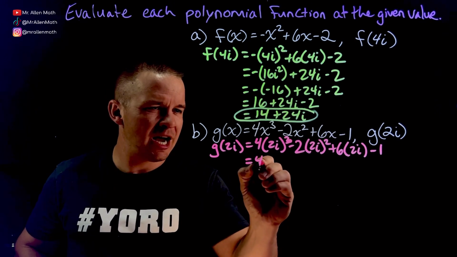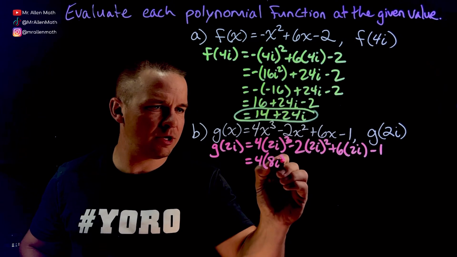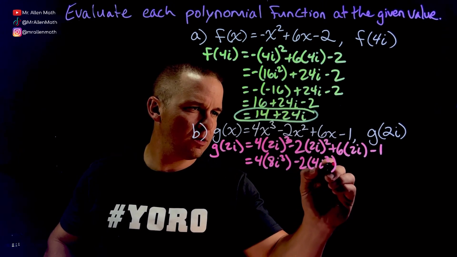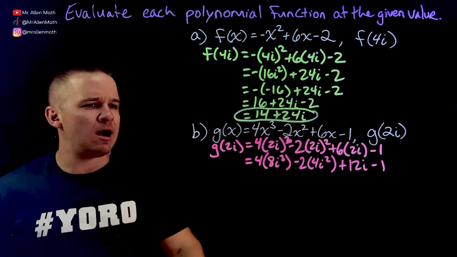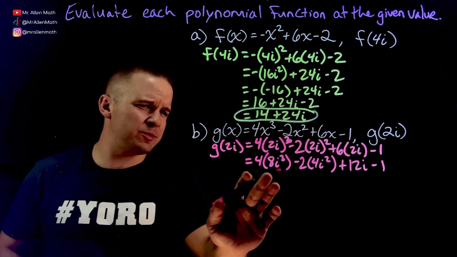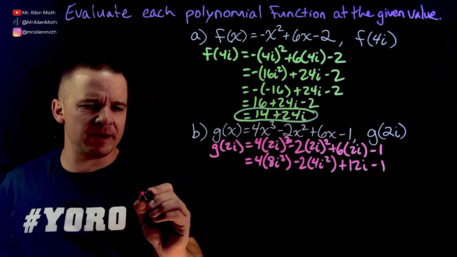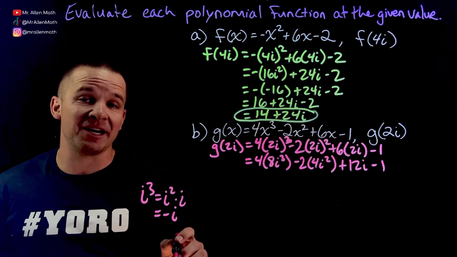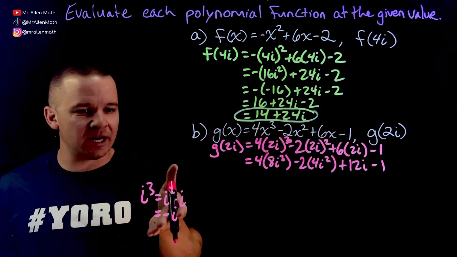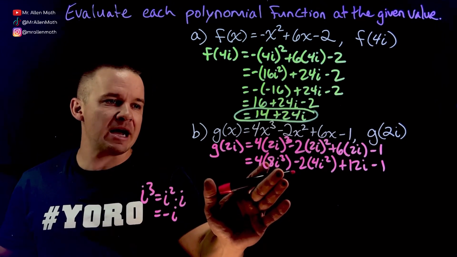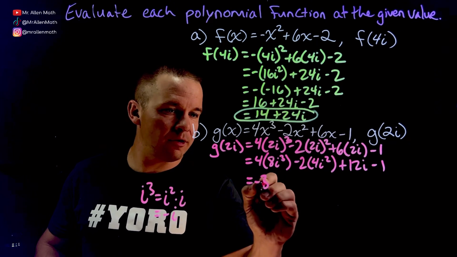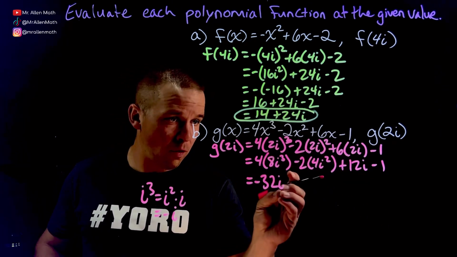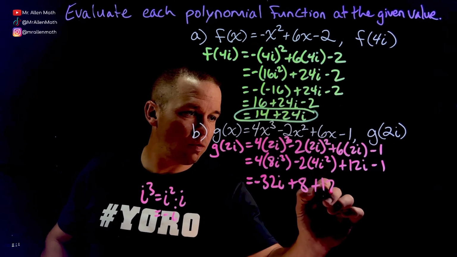So we got 4 still. And then 2 cubed is 8i cubed, minus 2 times, let's see, 2 squared is 4i squared, plus 12i minus 1. Now this one's the trickiest part. Think of i cubed as i squared times i. Well, i squared is negative 1, so really we can think of that as negative i. Negative 1 times i is negative i. So we'll have negative 8 times 4, which is negative 32i. Over here, we have 4 times negative 1, essentially. That's negative 4 times negative 2, which is positive 8, plus 12i minus 1.